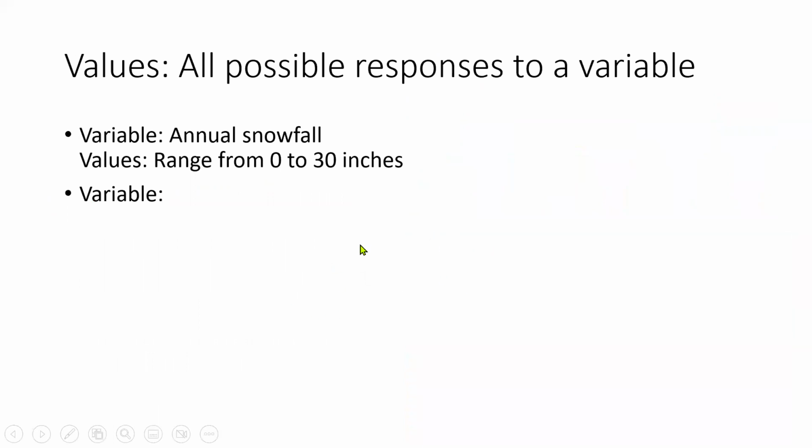I don't have much on these slides because I thought I'd write down your ideas. So the values of a variable are all the possible responses that could be for that variable. So I wrote down a variable, annual snowfall in Saline.